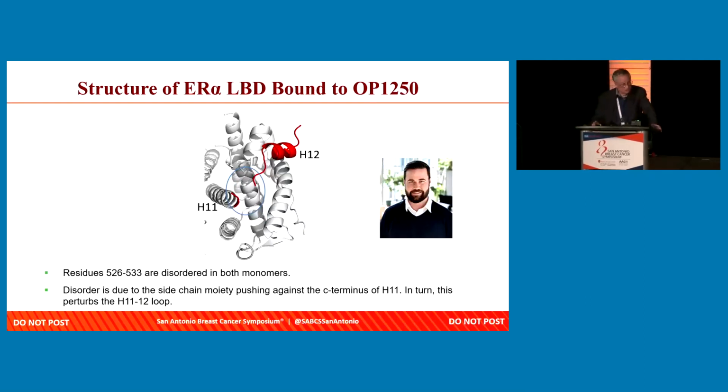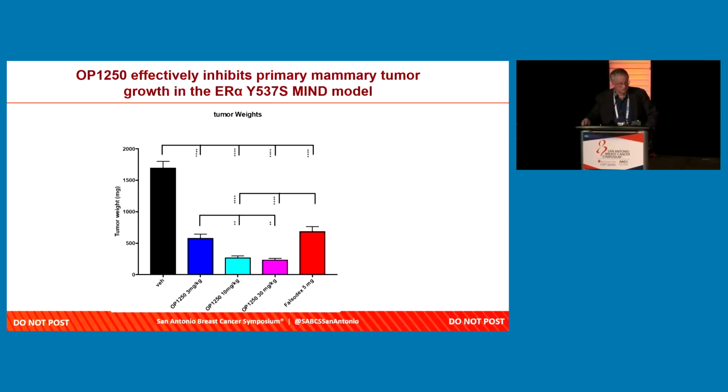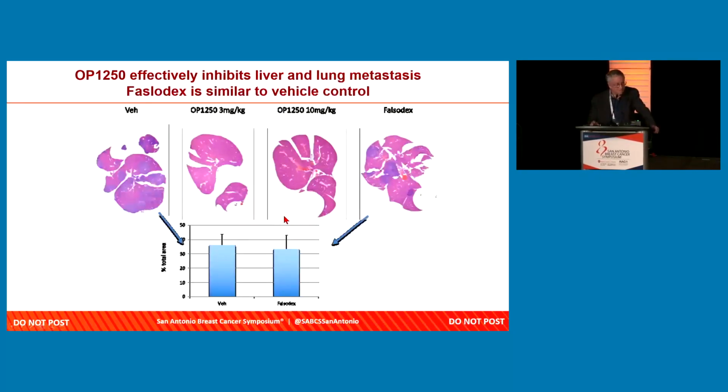So we've been able, Sean again, was able to solve the structure of OP-1250 with the ligand binding domain. I can't show you the ligand because the structure hasn't been published, but I want to point out that this loop between helix 11 and 12 is completely disrupted by the ligand, and so it really destabilizes the receptor. So it's a complete SERD. Also in the same model that I just described, it's very effective, just like lasofoxifene, and this is primary tumors. And the same on metastasis, it effectively inhibits liver and lung metastasis, whereas Faslodex, which is fulvestrant, is very similar to vehicle. In other words, it doesn't do anything.